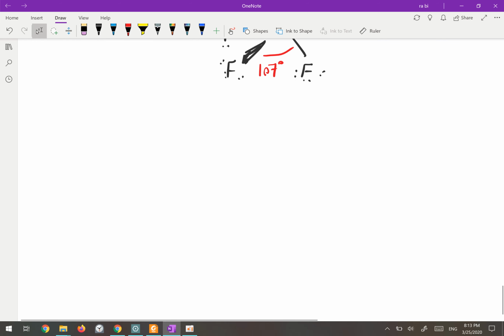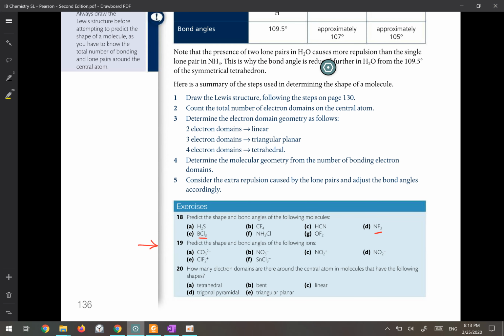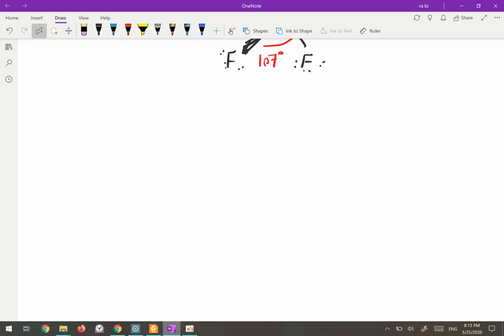Okay, so let's go to the next molecule that we have. What is the next molecule? BCl3, as I said. Okay, BCl3, total valence electrons. Boron is in group 13, so it has 3 valence electrons. Chlorine is in group 17, so it has 7 valence electrons. So the total valence electrons here is 24.